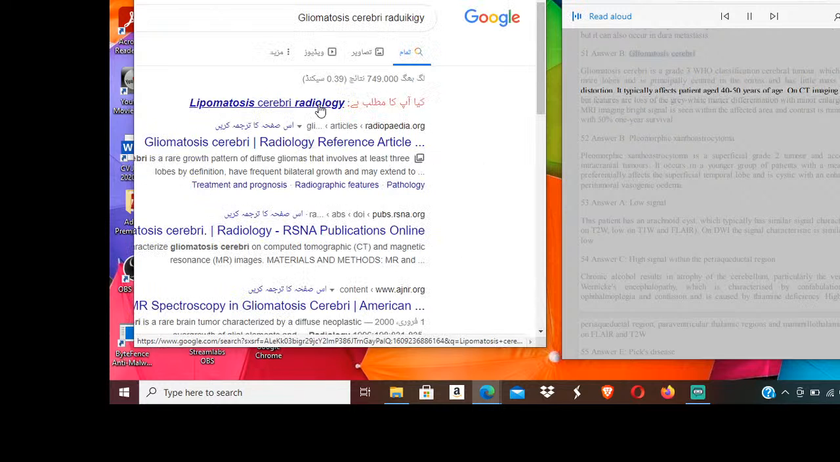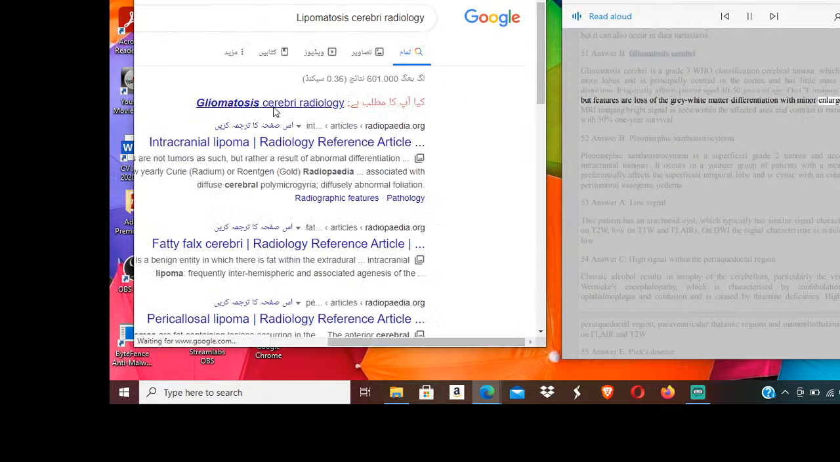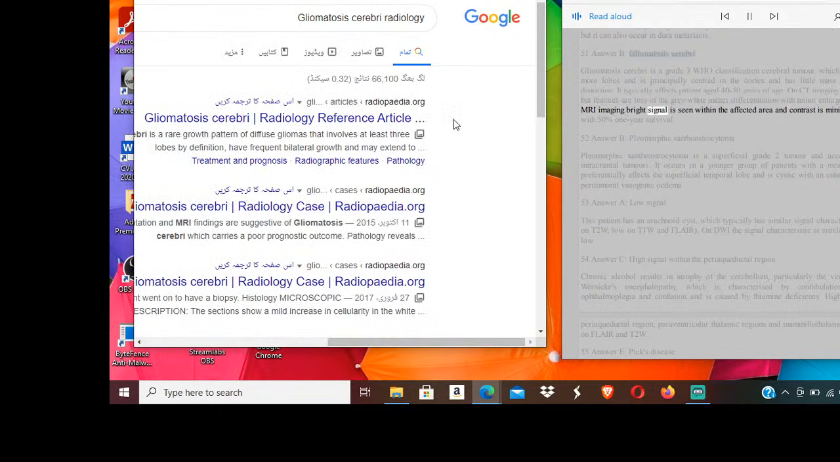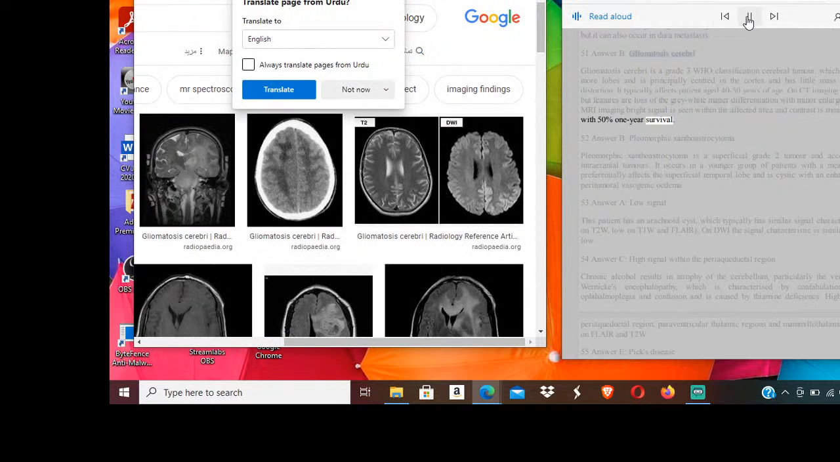On CT imaging it can be easily missed, but features are loss of the gray-white matter differentiation with minor enlargement of the cortex. On MRI imaging bright signal is seen within the affected area and contrast enhancement is minimal. Prognosis is poor with 50% 1-year survival.